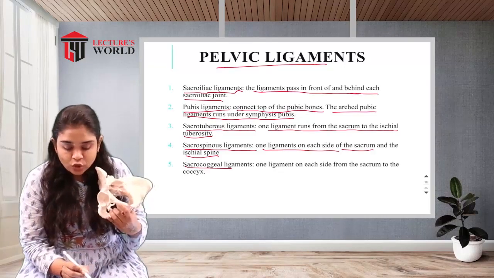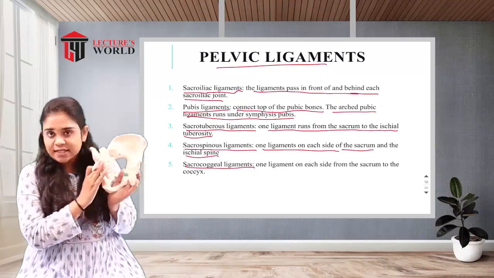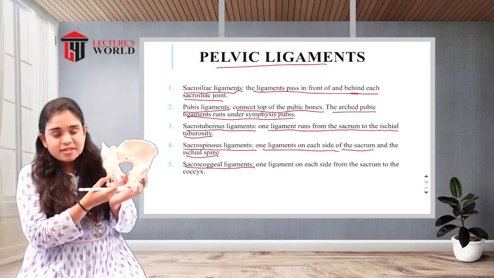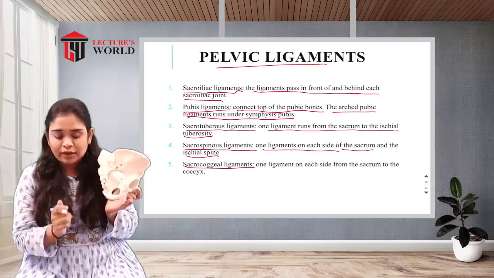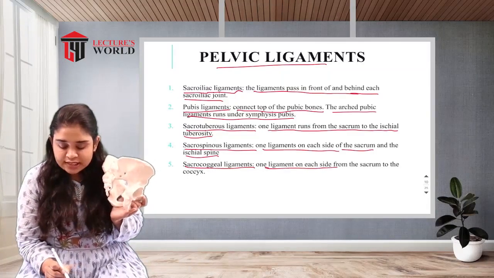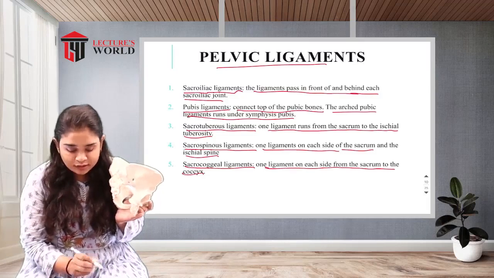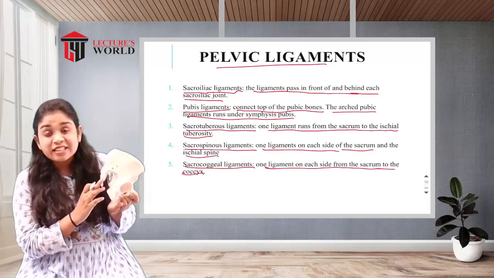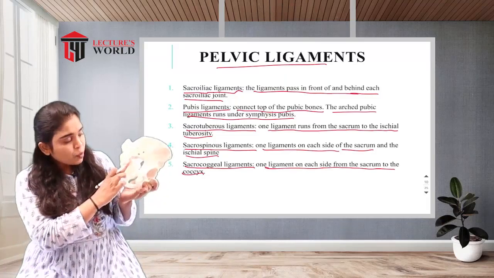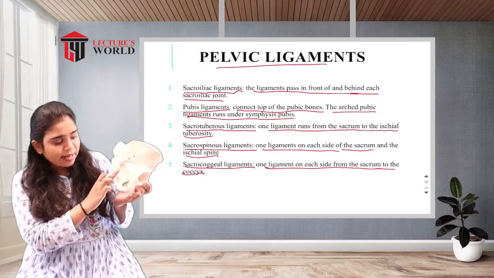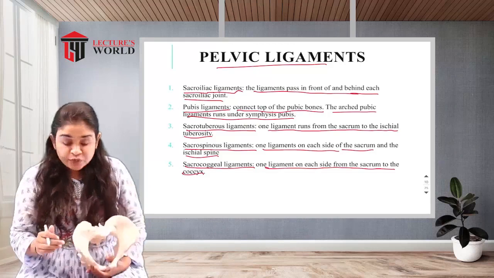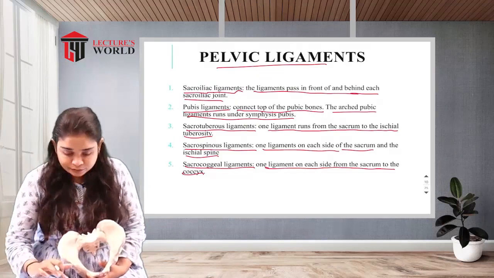Then after that the sacrococcygeal ligament. So this is the sacrum and this is the coccyx. So the joint is also there, right? That's why there has to be one ligament. So one ligament on each side from the sacrum to the coccyx. So here what it has written, sacrum and the coccyx. One will be on each side, from here like this and then like this. So two sacrococcygeal ligaments will be there.